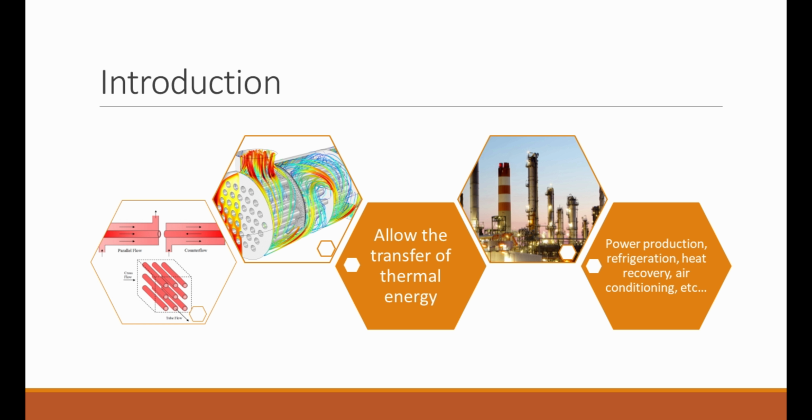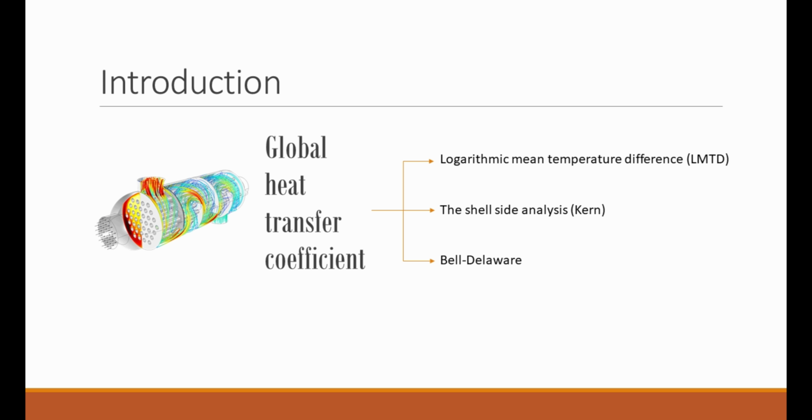They are used in different processes and they can be classified by their flow arrangement: parallel flow, counter flow, and cross flow. For a correct characterization, it's important to know properties such as the global heat transfer coefficient, so the heat transfer coefficients of the tube and the shell sides must be calculated. For this purpose, there are different correlations obtained experimentally or from theoretical analysis. The logarithmic mean temperature difference method, the shell side analysis, and Bell-Delaware are some of those correlations.